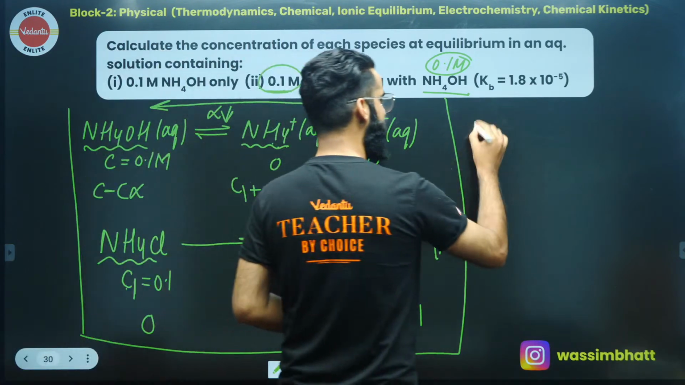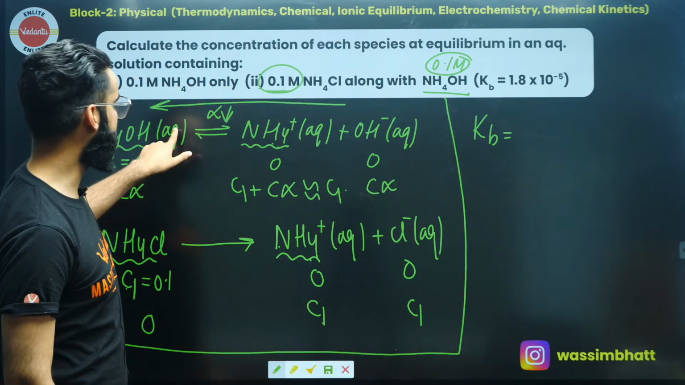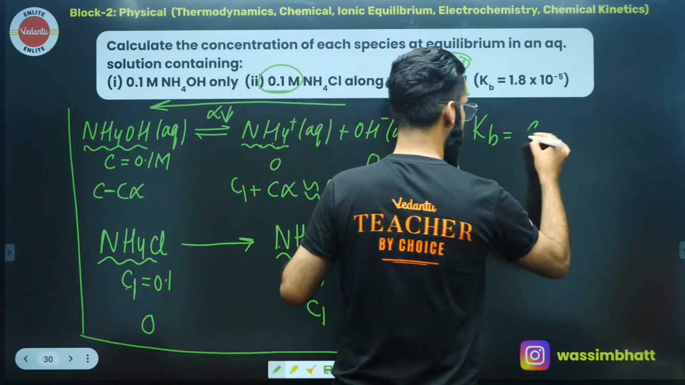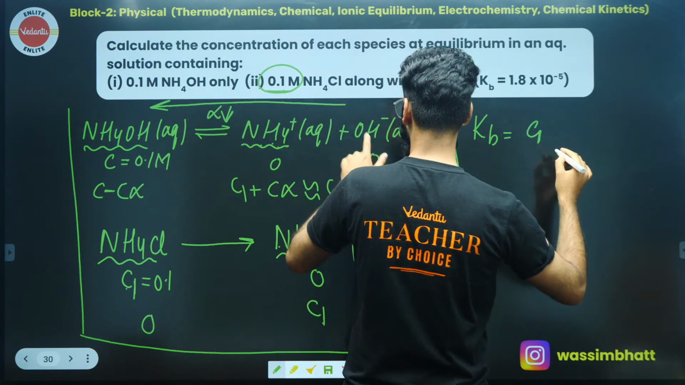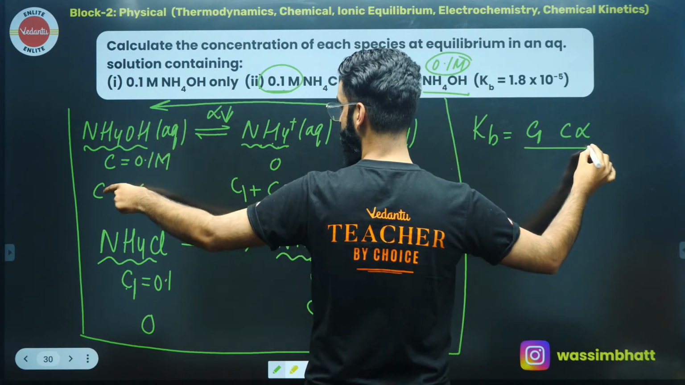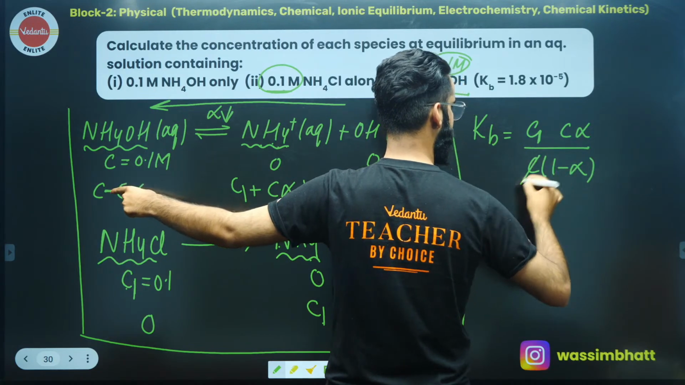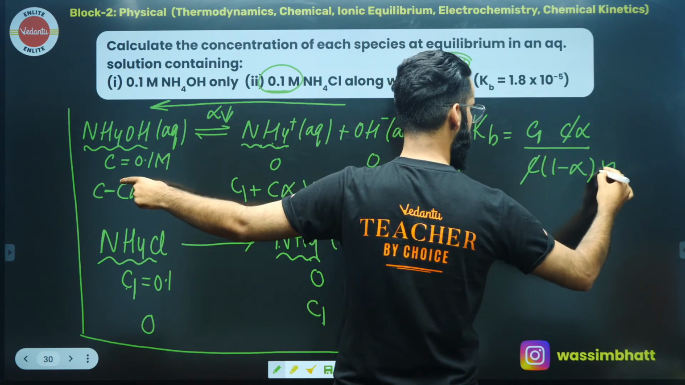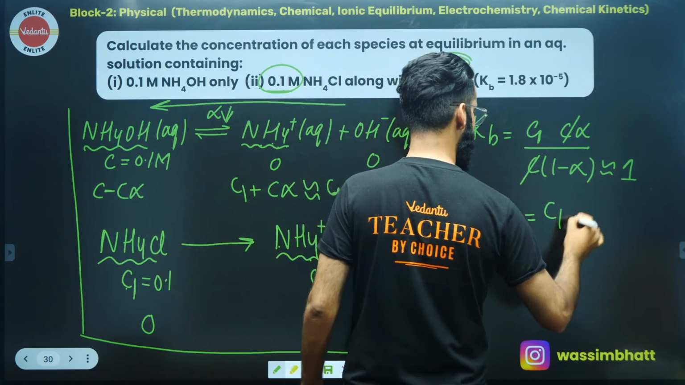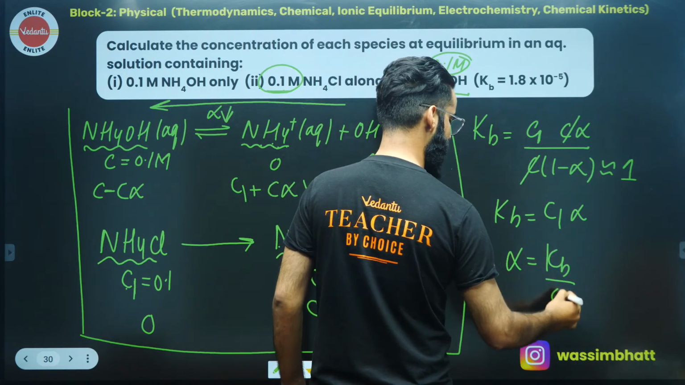Now, you'll be writing the expression for Kb. What is going to be the Kb expression? Kb for this weak base is the concentration of NH4 positive, which is C1, multiplied by the concentration of OH negative, which is C alpha, divided by the concentration of NH4OH, that is C minus C alpha. So take C as common, C times 1 minus alpha. One of the C gets cancelled. Instead of 1 minus alpha, you can write 1, right? So you get Kb is equal to C1 multiplied by alpha. So you can get the value of alpha from here. It's going to be Kb divided by C1.